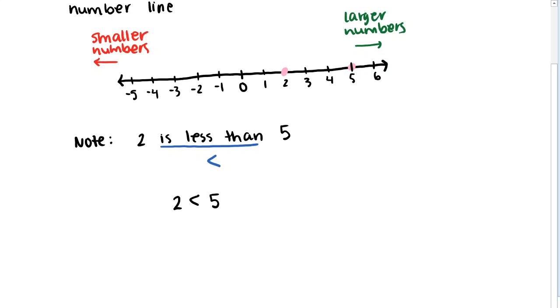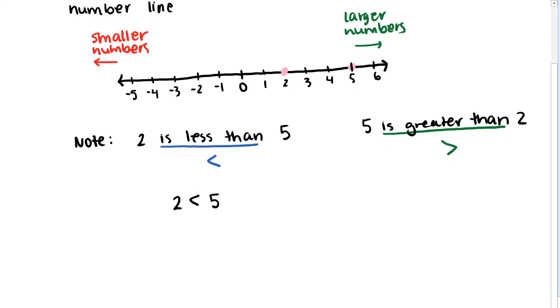Equivalently, we can write down 5 is greater than 2. Right, so this is the same idea, just taking a different perspective, more focused on the number 5 than on the number 2. And we would write that down with the is greater than symbol. It's just the same symbol but flipped around, right?